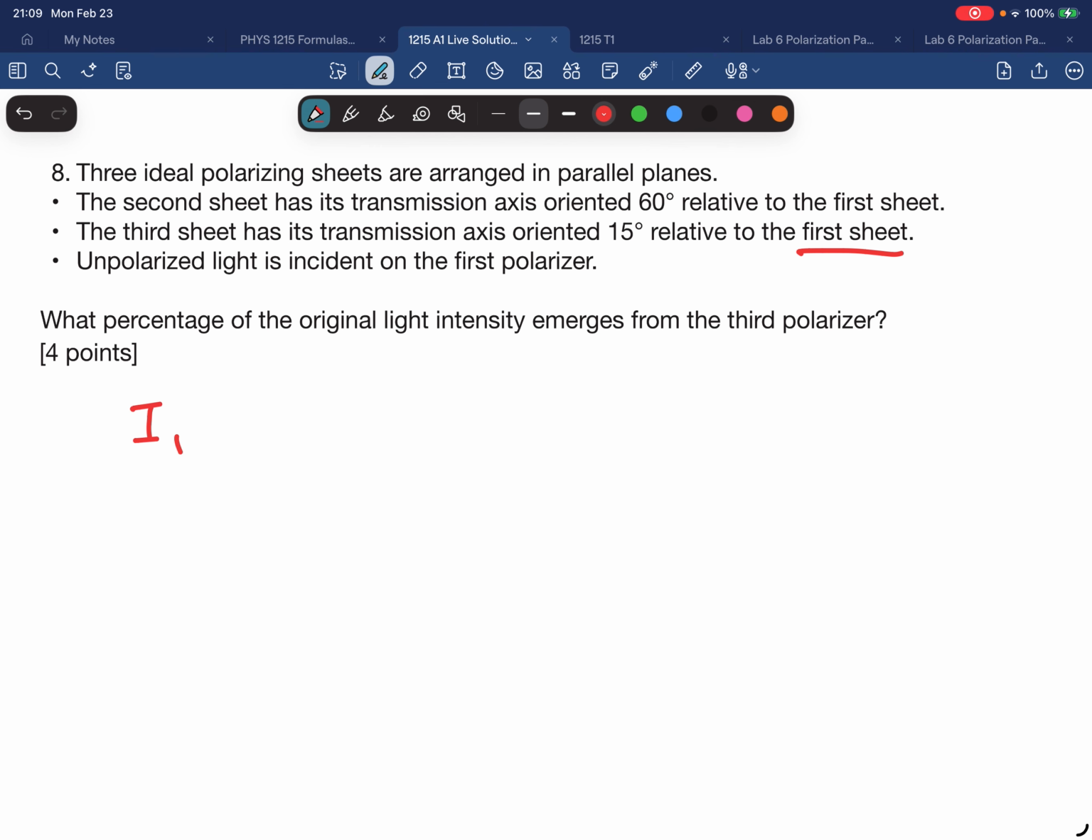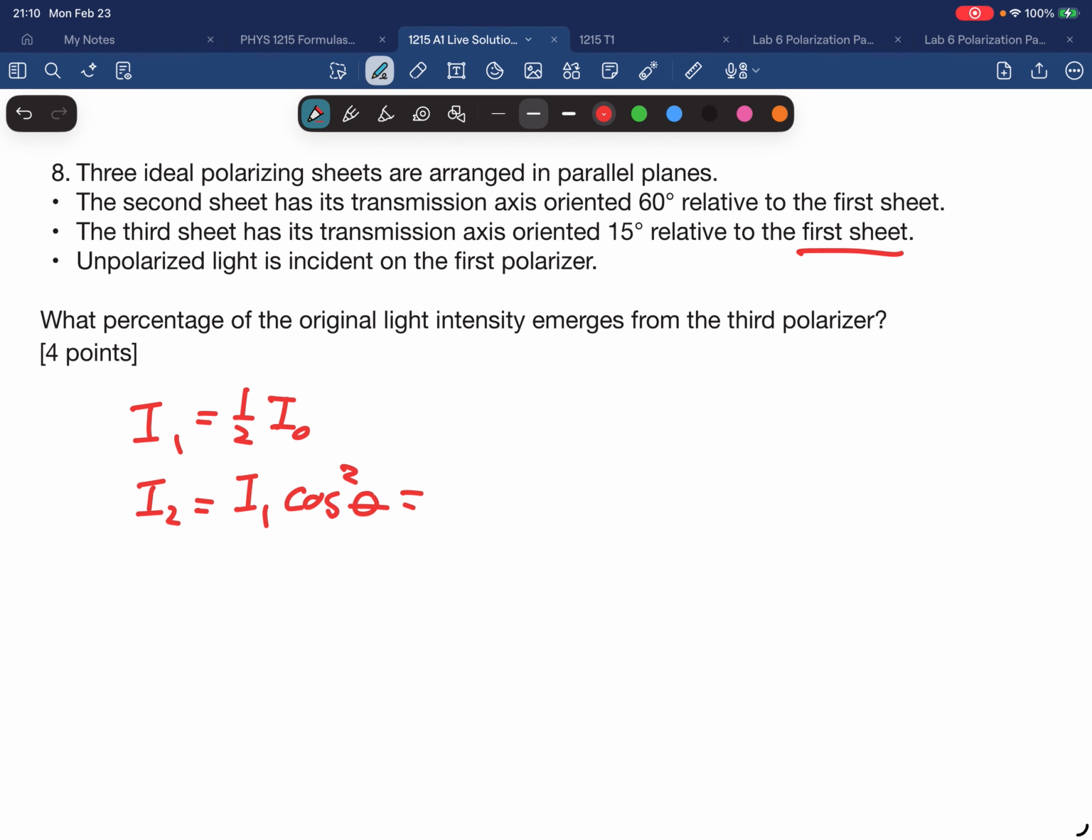So, after the first polarizer, half of the original light will come through. That is because the original light is unpolarized, so half of it will be blocked, half of it will be transmitted. I2 is going to be whatever light is coming from I1 times the cosine squared of the angle between them.